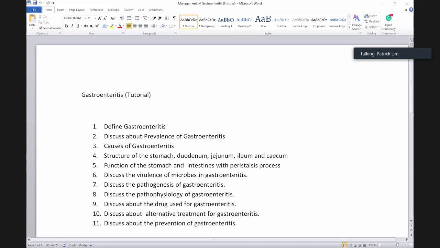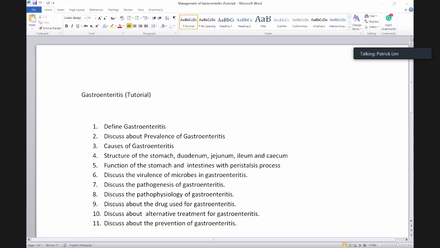Then we need to talk about function of the stomach and intestine with peristalsis process. Why? Because peristalsis process is the one that allows the food to navigate from our mouth to our anus. So this peristalsis process, if it becomes quickened, you can give rise to diarrhea. And diarrhea, there are normal diarrhea, known as uncomplicated diarrhea and bloody diarrhea.